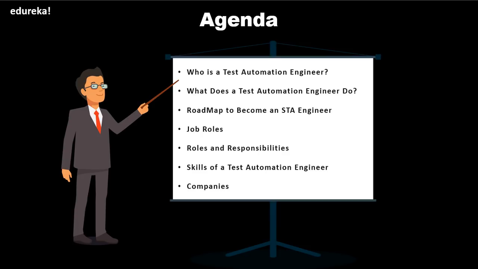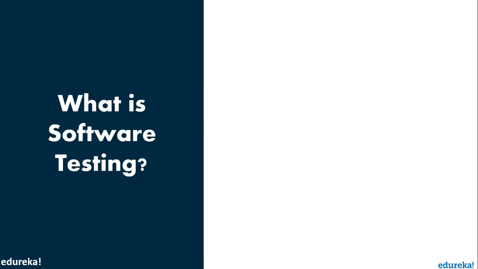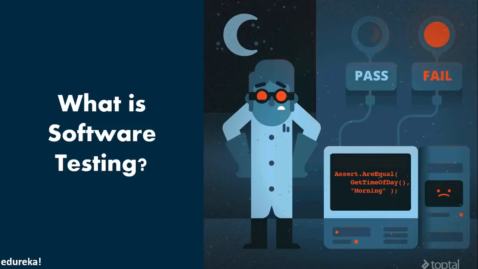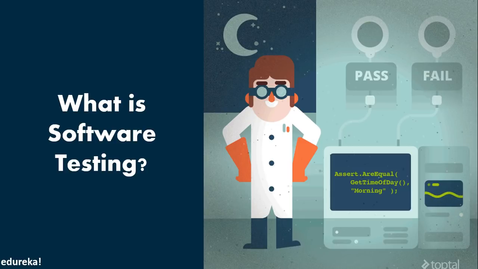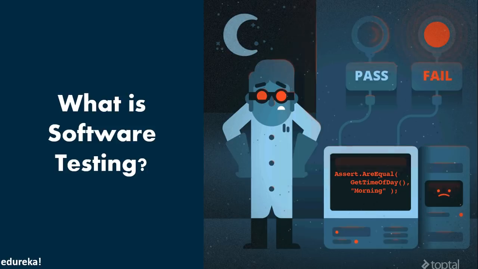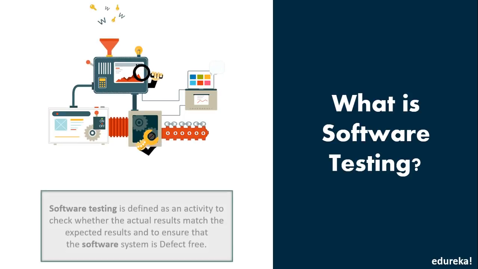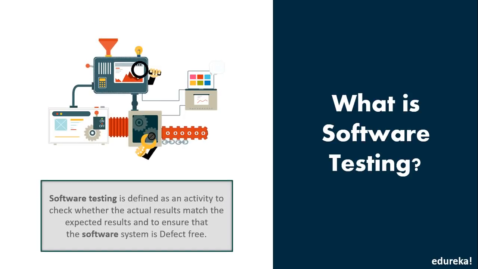So let's get started. Now, before I tell you who is a software test automation engineer, let us first know what is software testing. So, software testing is basically a process of evaluating the functionality of a software application to find any software bugs. So, it checks whether the developed software met the specified requirements and identifies any defect in the software in order to produce a quality product. It is also stated as the process of verifying and validating a software product. So it checks whether the software product meets the business and technical requirements that guided its design and development. It works as per the requirement and can be implemented with the same characteristics.